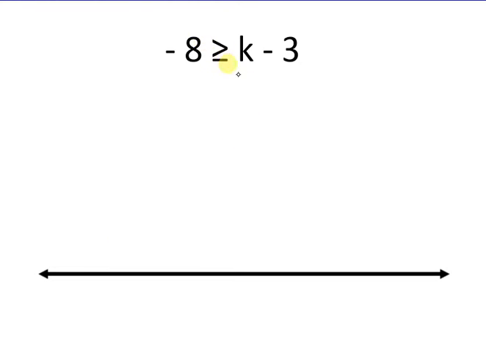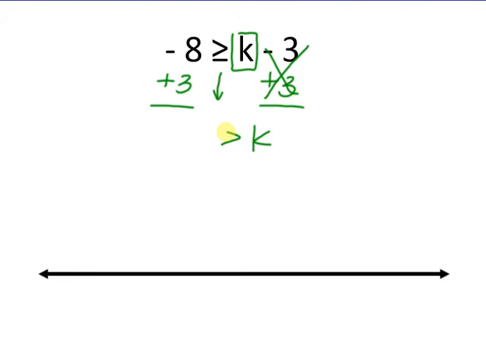Let's try our next one. Negative 8 is greater than or equal to k minus 3. Box my variable. Now I have a minus 3 attached, so I'm going to do a plus 3, and I have to go to the other side of the sign and also do a plus 3. These guys are going to cancel out because they're inverse operations. Bring down my k. Bring down my inequality sign. Negative 8 plus 3 is negative 5. Now your red flags should be going off right here because you should see that this needs to be flipped.